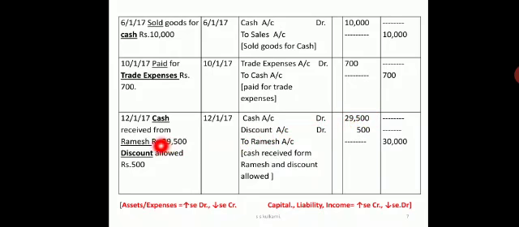Next, I am having the word discount. So whenever discount allowed is there, it shows that there is a loss. So loss and expenses have same treatment. So discount account also is debited. Ramesh, he is our debtor. Reduction in the asset is to be credited. So to Ramesh, 30,000.